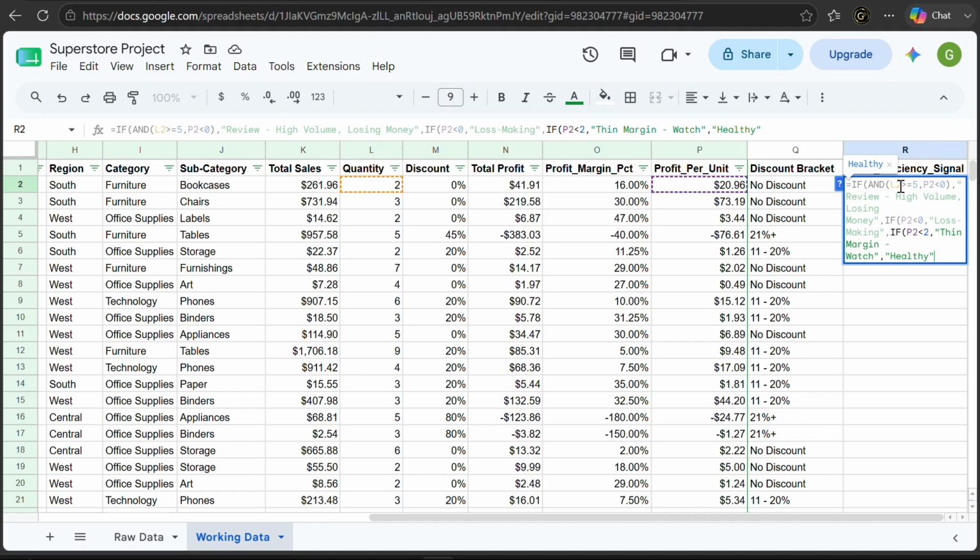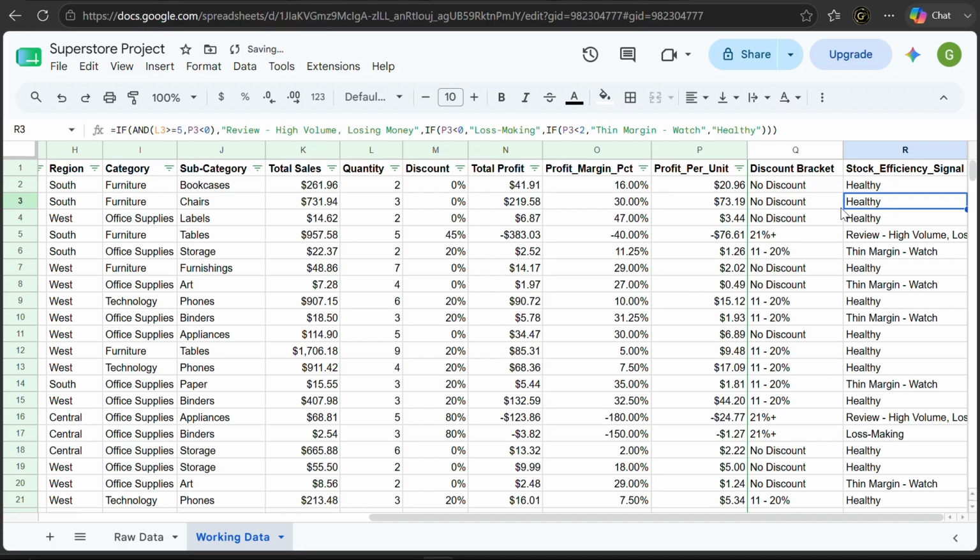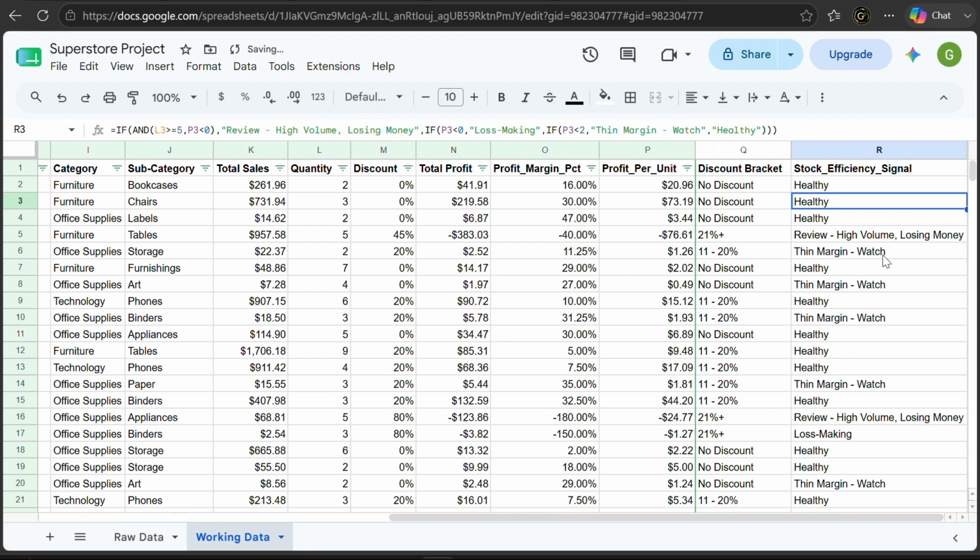And then I'll close all the brackets I opened. How many brackets did I open? I opened one, two, three. So I'm just going to close all the brackets that I opened in this case here. One, two, three. So that's all, and voila, we have our work done here. So you can see in this case that it is healthy.